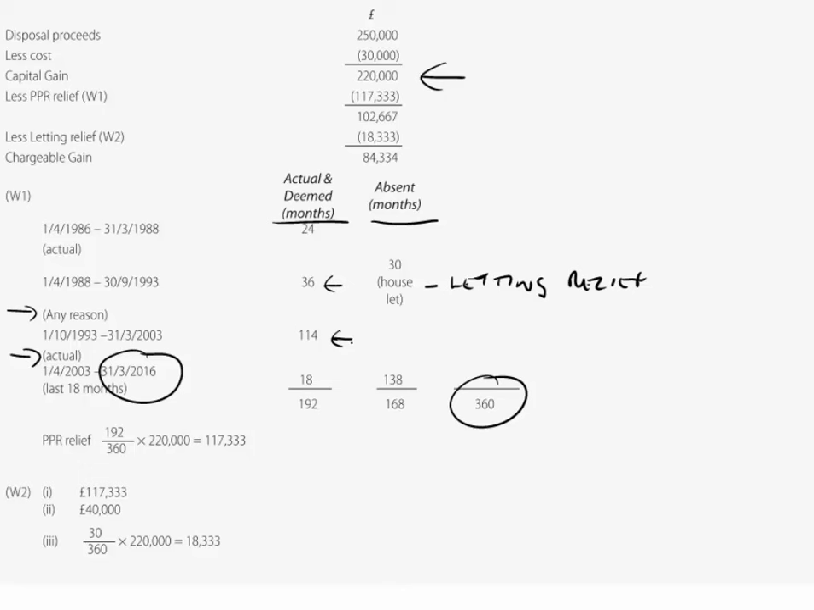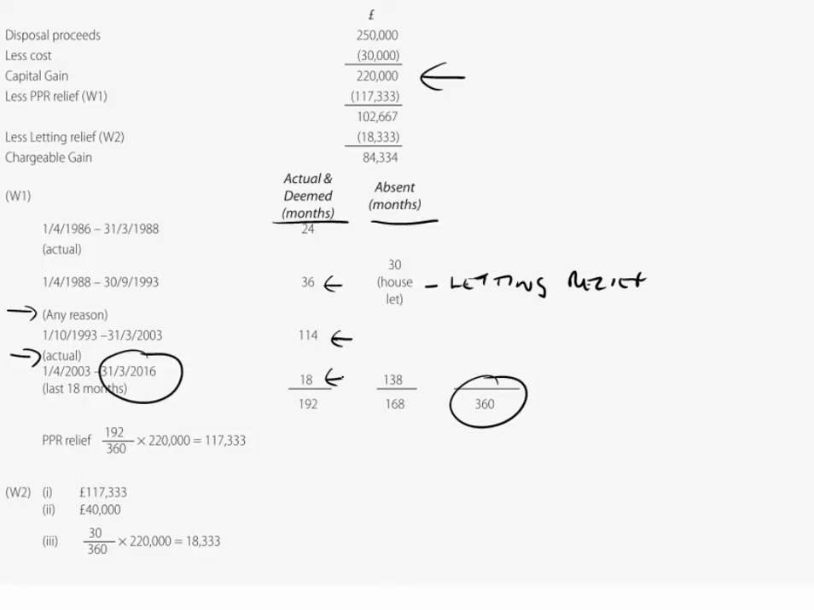We've already had the 3 years for any reason. You only get that once during your period of ownership. You can't keep going away for 3 years, coming back, going away for another 3 years. It doesn't work like that. It is 3 years in total here. So the last 18 months will be deemed occupation, and the rest of it will class as non-occupation. However, we left the property empty. There was no letting of the property there, so that will not rank for any available lettings relief.